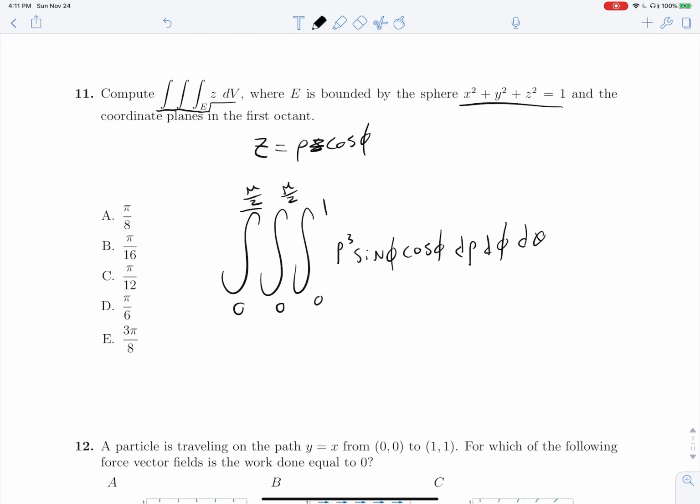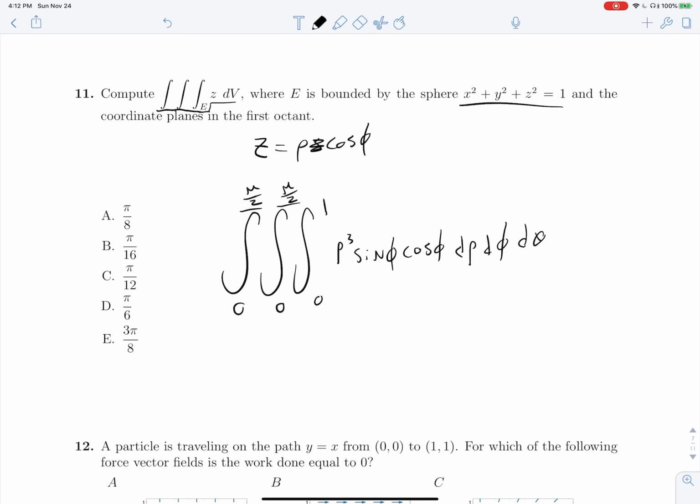And if it's confusing why we're bounded by pi over 2 in both cases, well, if we look at the graph of what we have to do here, if these are the z, x, and y axes, phi can only go down to the xy plane, and theta can only go around 90 degrees. So in both cases, they both have to be bounded by the equivalent of 90 degrees, which is pi over 2.